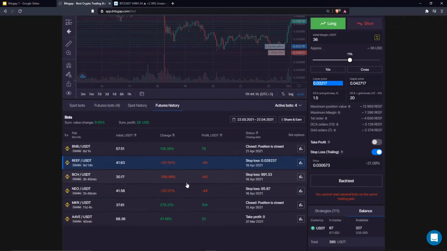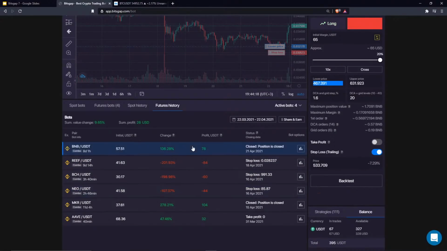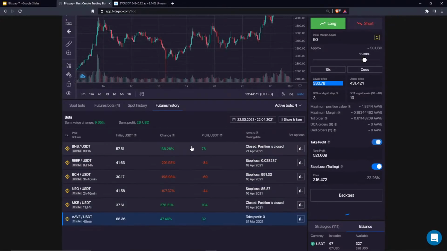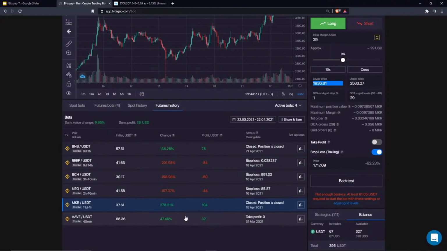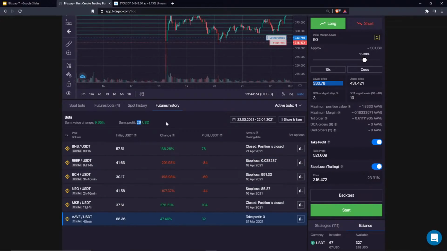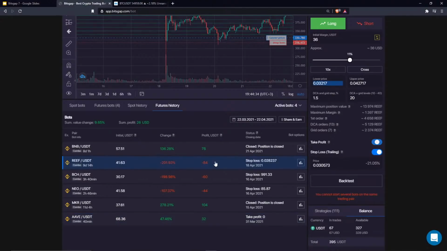And here is how it is. But in general, if you take all these trades that I have, in total the sum profit is $26. So I'm still in profit. But these were my sample trades. I'm just showing you how your risk exposure can change.